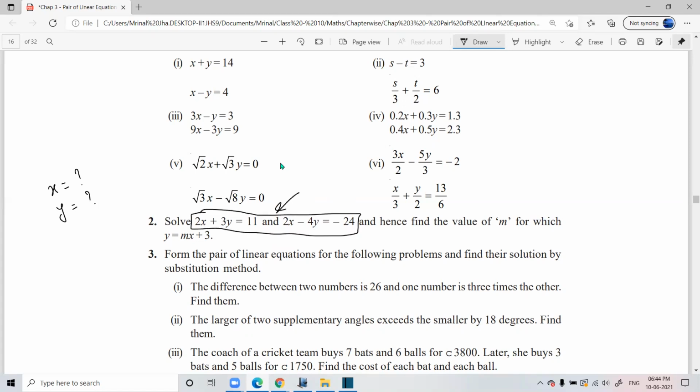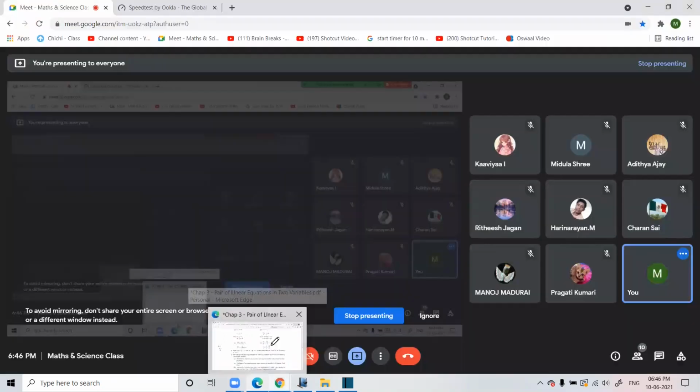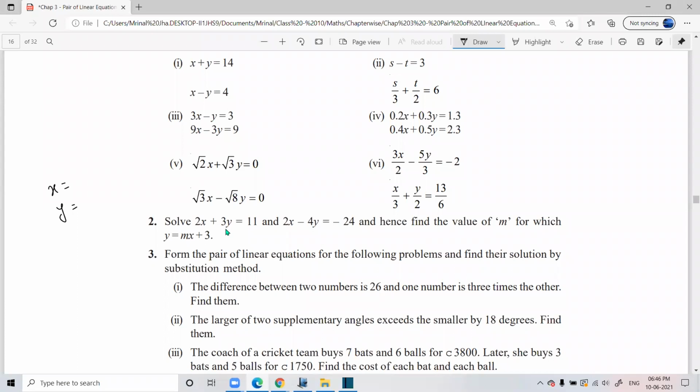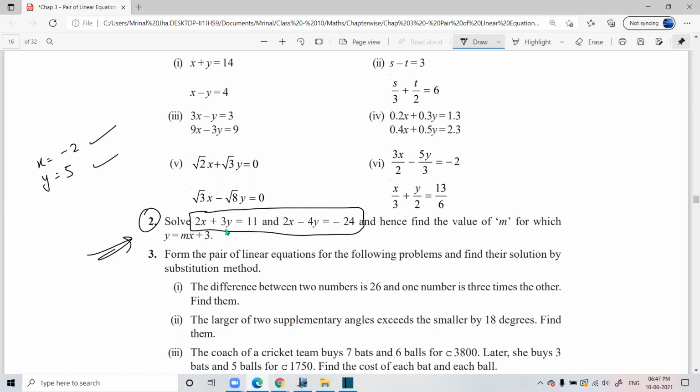So have you solved this equation? Okay, what is the value of x? Okay, everyone else, have you solved the second question? X is 5. Y is 5. Okay, what is the x value? X is -2 and y is 5. Okay, so this solving part, Tanushri, you don't have any confusion. No, we have done this so many times. Solving the equation using any one of the methods.